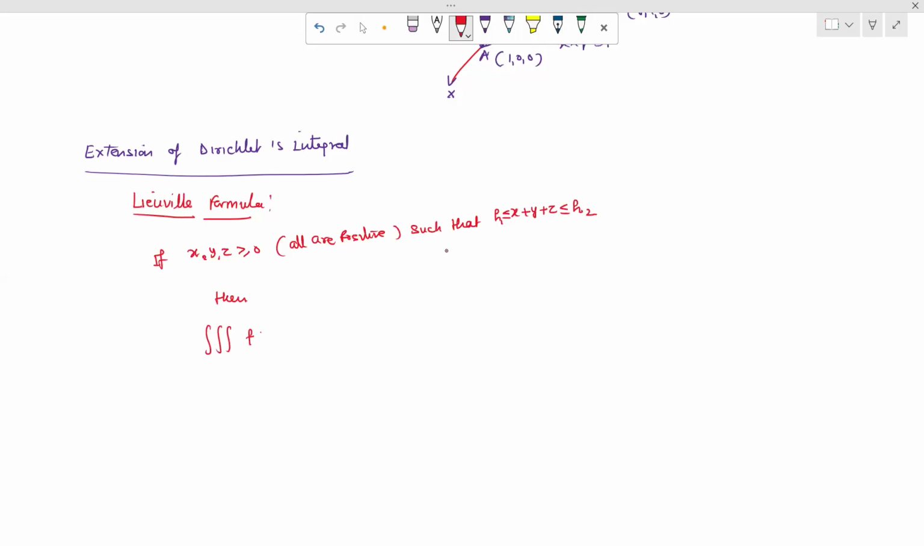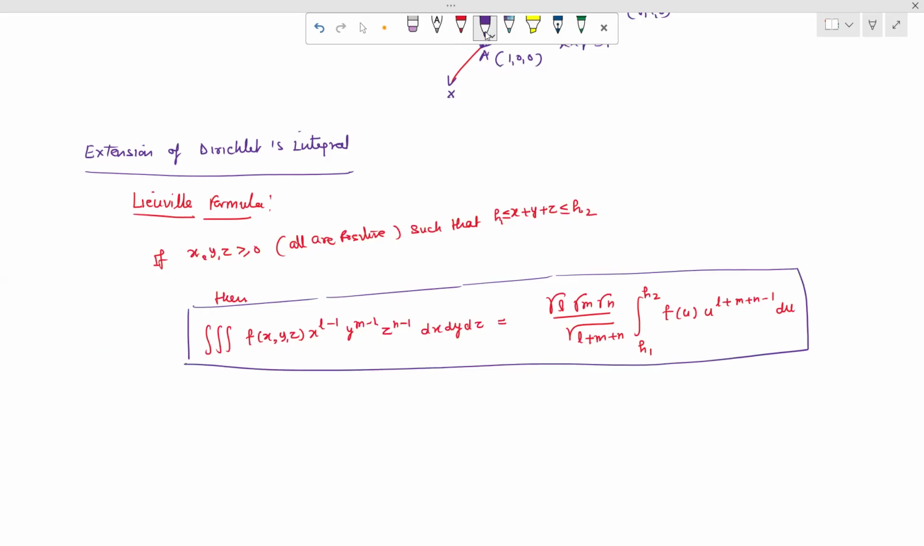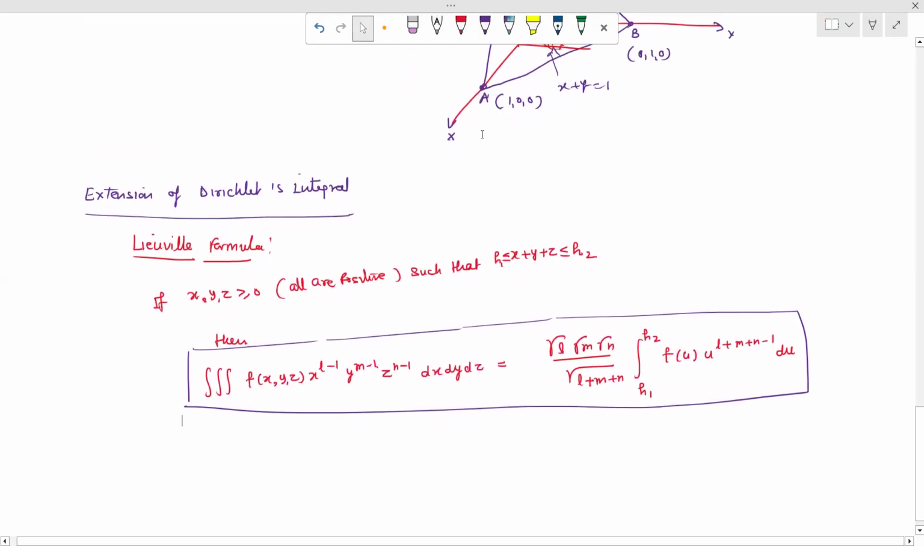triple integration of the function f of x, y, z, x raised to the power l minus 1, y raised to the power m minus 1, z raised to the power n minus 1 into dx, dy, dz is equal to gamma l, gamma m, gamma n upon gamma of l plus m plus n, integration h1 to h2 of function f of u and u raised to the power l plus m plus n minus 1 into du. So this is the extension of Dirichlet integral that is called the Liouville formula. Basically, in the first two parts, that means in the Dirichlet integral, the function was not involved, but here we involve the function f of x, y, z. So this is the extension part of Dirichlet integral.